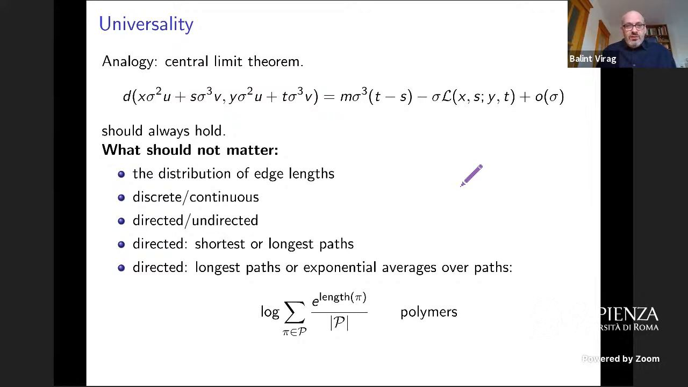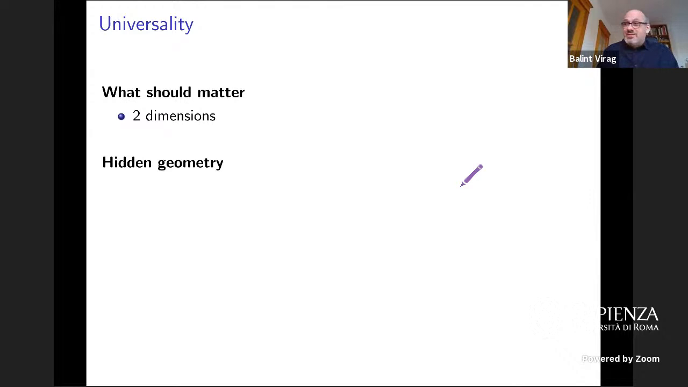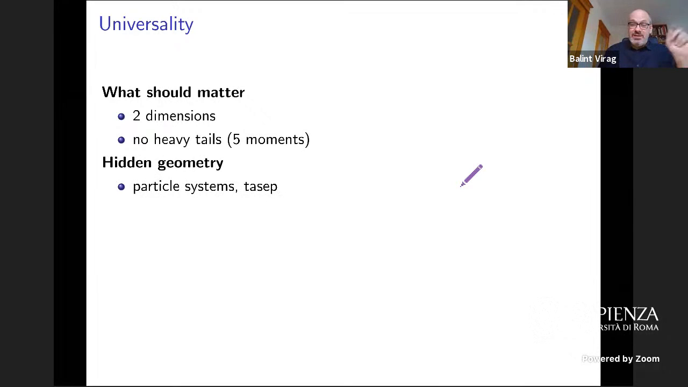Now, what should matter? Of course, it's important that we're in two dimensions. That's crucial. And you shouldn't really have heavy tails. And the interesting thing is that here heavy tails probably mean something. Anything that doesn't have five moments should be a heavy-tailed distribution. So this actually makes the area quite interesting. And there are still lots of open problems about what happens if you don't have these tight moment conditions.